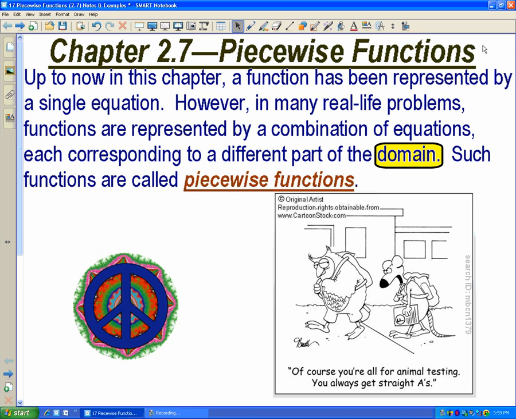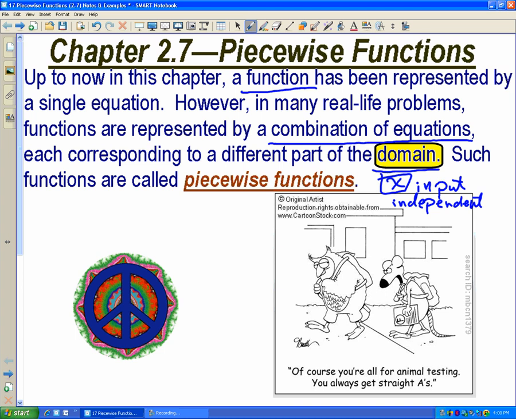So up to now in this chapter, a function has been represented by a single equation. However, in many real-life problems, functions are represented by a combination of equations, each corresponding to a different part of the domain of the x's. Remember, domain are the input, the independent variable, which we usually use the variable x for. Such functions are called piecewise functions.